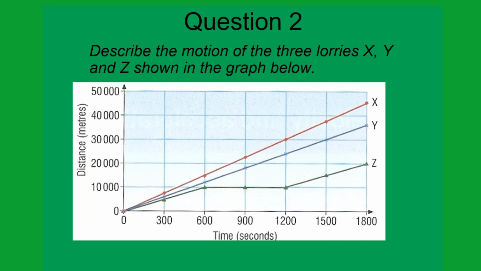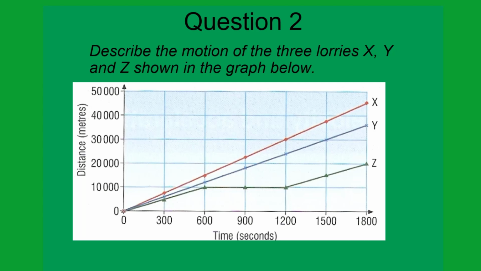On the other hand, lorry Z, at the initial 0 to 600 seconds, moves with constant speed or steady speed. Then from 600 to 1200 seconds, the lorry remains stationary or at rest, because distance does not change with time for the lorry from 600 to 1200 seconds. Then again from 1200 to 1800 seconds, the lorry moves with constant speed or steady speed.